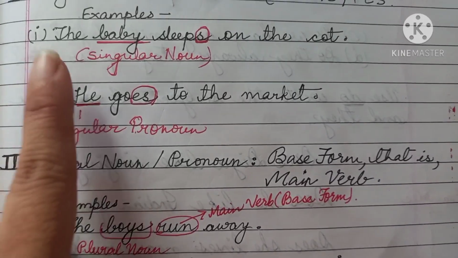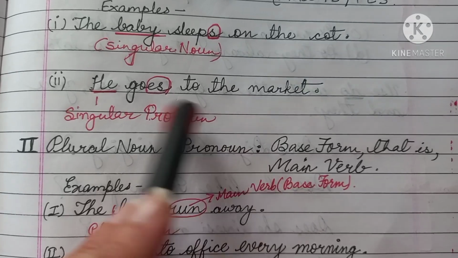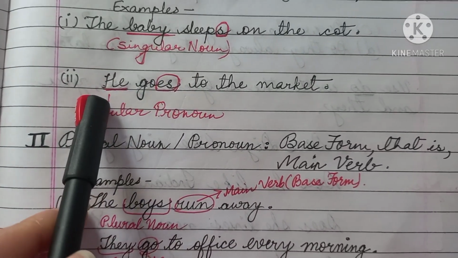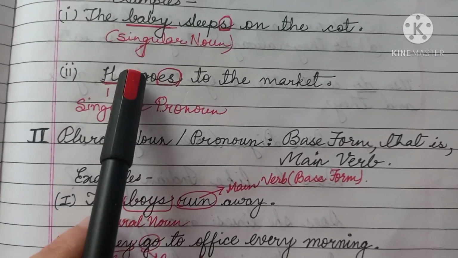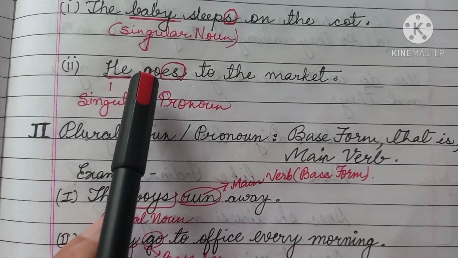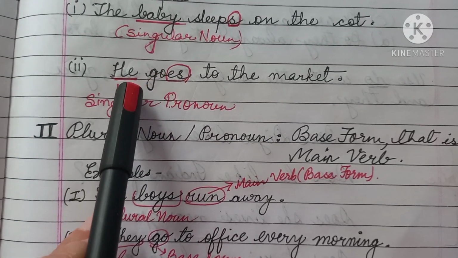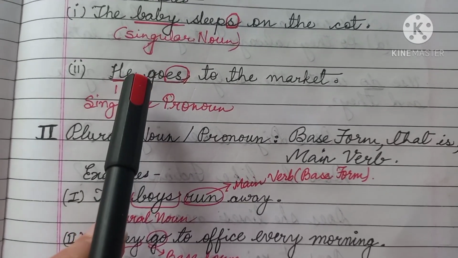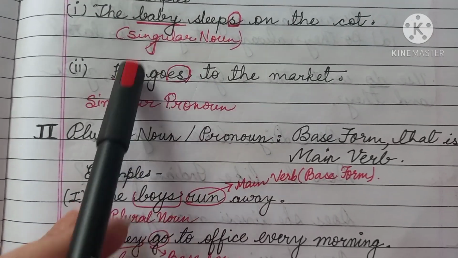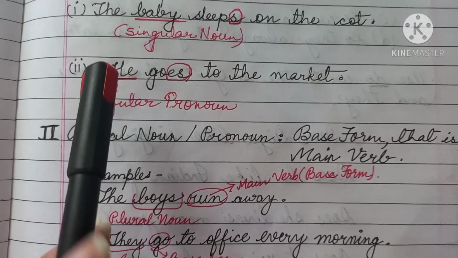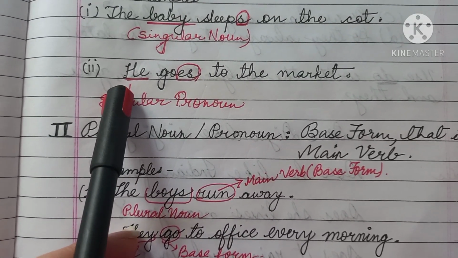Now, second example, he goes to the market. This is a third person pronoun, he, which is singular. What do we have to do to the main verb? We have to add es. The main verb is go, we add es and it becomes goes. Simply remember, students, that whenever we are talking about singular nouns or pronouns, we have to add s or es to form simple present tense.